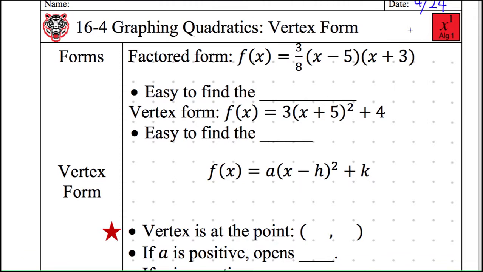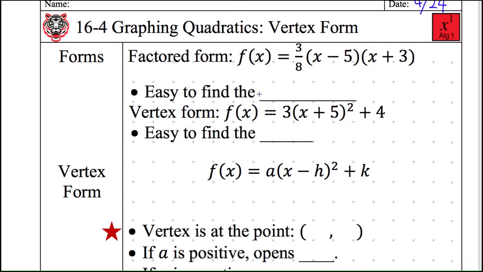All right, so factored form versus vertex form. So we've studied this guy already. Factored form, we have studied, it looks like this. It's 3/8 times these things that are being multiplied together. That looked like our homework last night. This is really, really easy to find what?